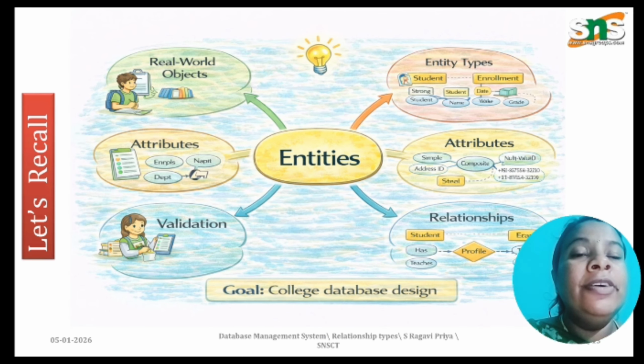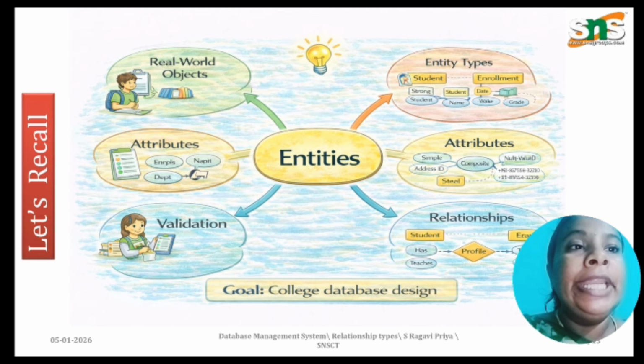So let's recall the previous topic we have discussed. So we have seen about entities, and examples of entities. Entities consist of real world objects. Then it has attributes, which is represented using an oval symbol. Then it has a validation. Then we have seen about entity types, which is a strong entity and a weak entity.